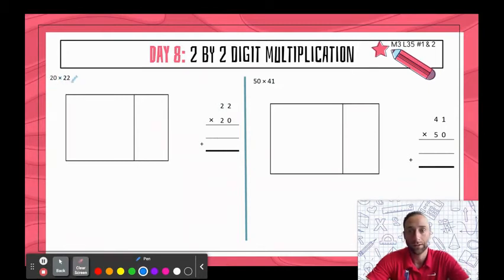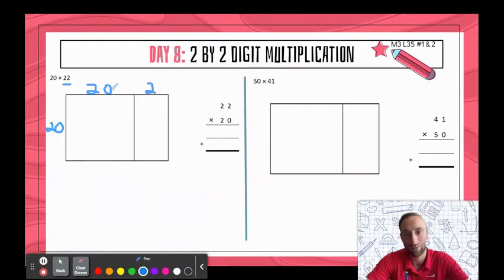20 times 22. So what I notice here is I have it set up the standard way, and I also have an area model set up. My first number on the left here is 20. And 20 only has a value of 20 because there's a 0 in the ones place. So notice it's not cut into 4 here. It's only got one area for 20. But now I have 22. So here I have a 20 and I have 2.